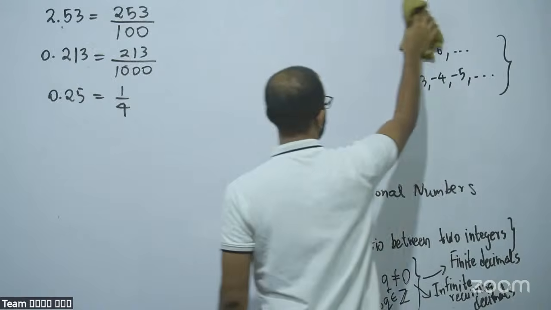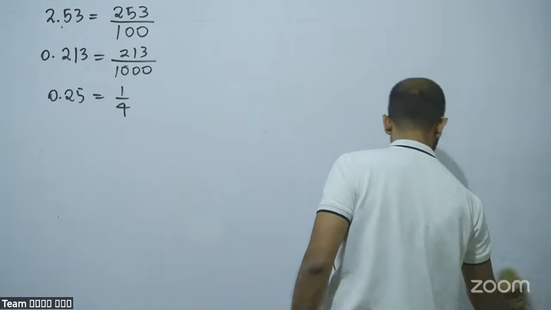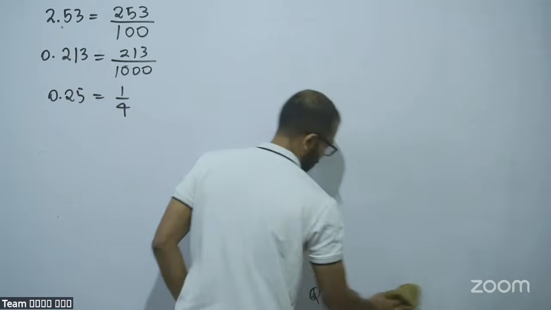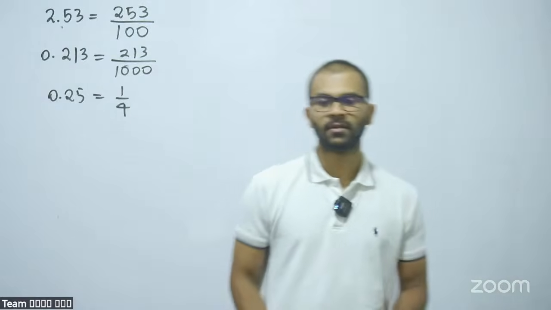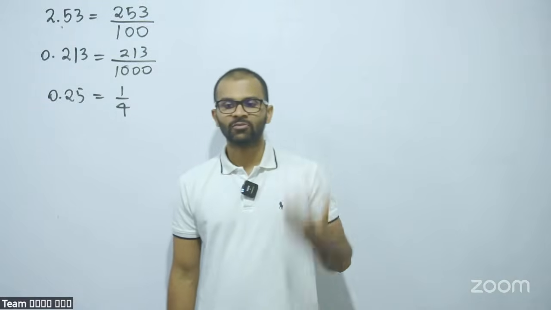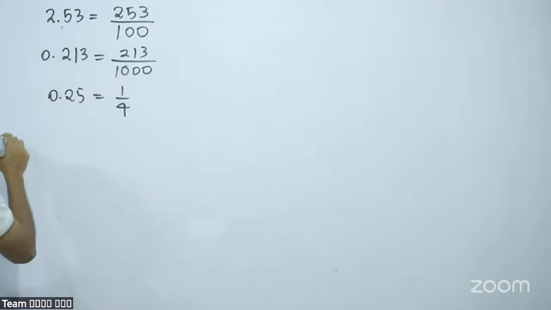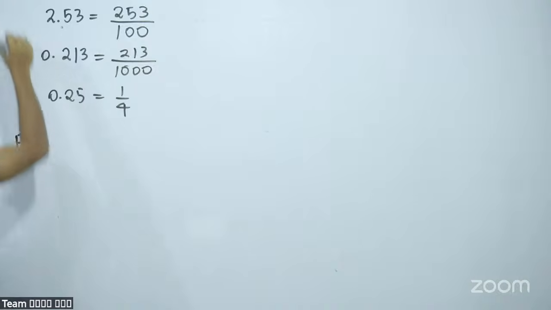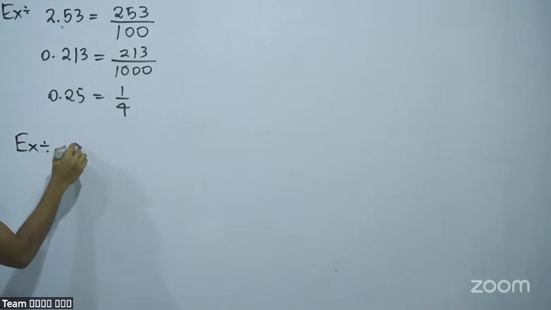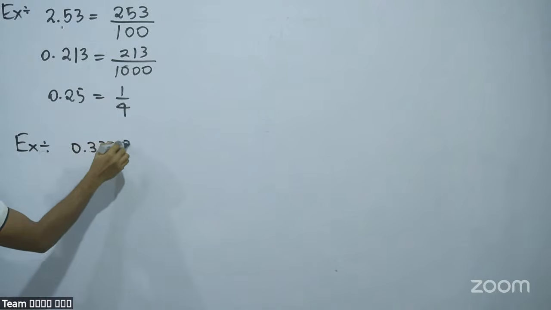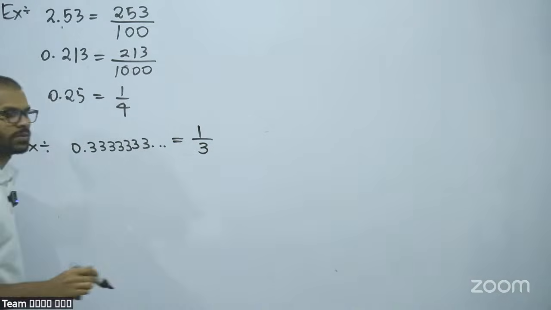What about infinite decimals which are recurring? Recurring infinite decimals. Another example: 0.3333 recurring. It is 1 over 3.